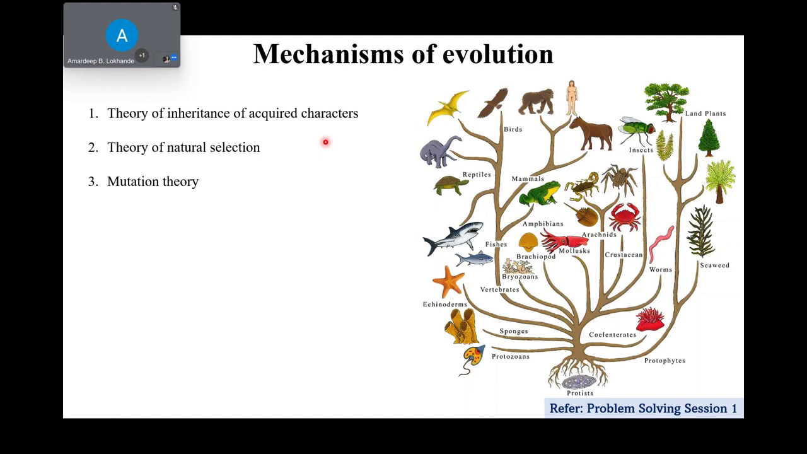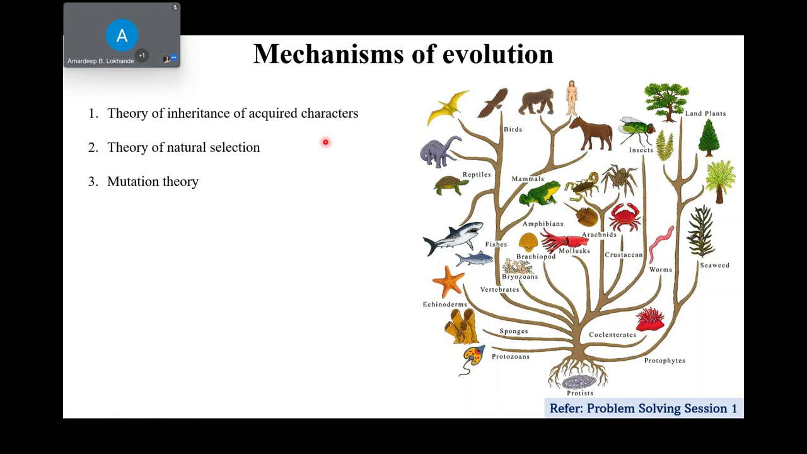And then there was the mutation theory, which says that mutations always give rise to these kinds of variations, because of which you have new variations suitable to the new environment as and when the environment changes. So these are the three main mechanisms said to drive the persistent evolution of living organisms. Based on this, there are some questions, and we'll try to answer them.